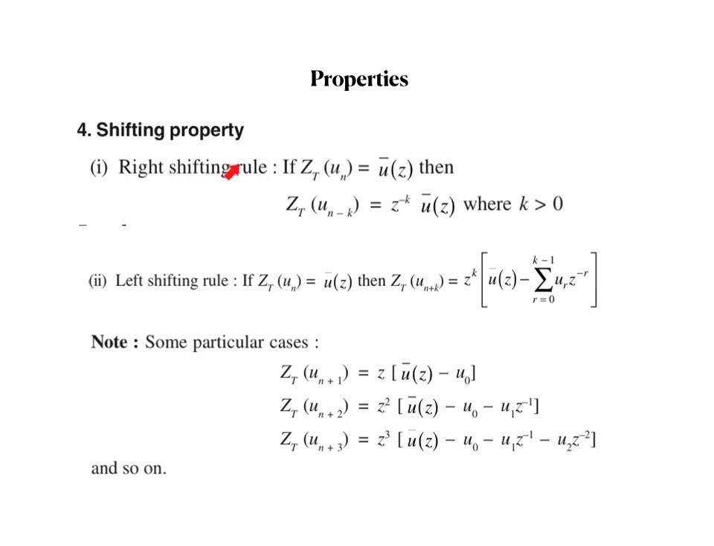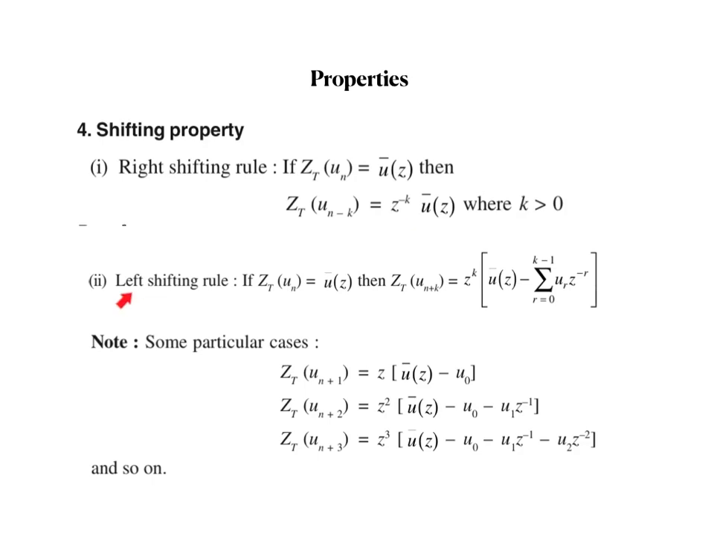One is the right shifting property, that states that if z transform of un equals u bar z, the right shifting property states that z transform of un minus k, where k is some value like 1, 2, 3, 4, 5, 6, is equal to z power minus k. When you have n minus k, it will be z power minus k u bar z, where k is greater than 0. This is the right shifting property.